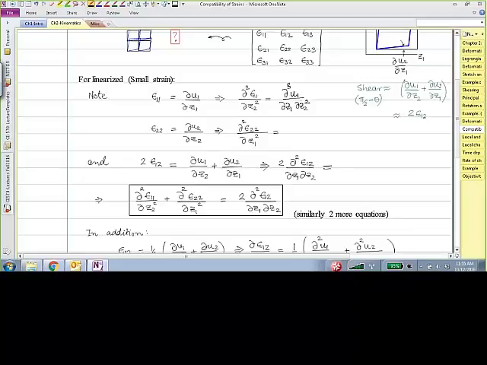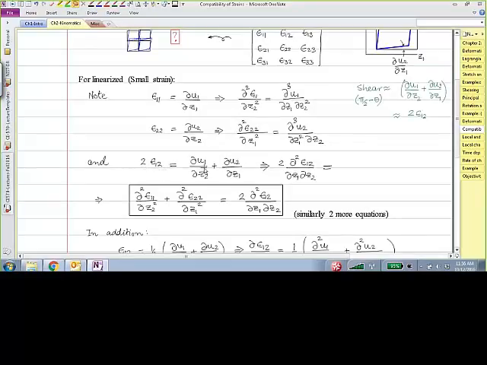All I did was take this double derivative of epsilon 1,1 with respect to Z2. I'll do the same thing for epsilon 2,2: partial of U2 with partial Z1 squared, partial Z2. Okay? So we get these two terms here, and let's take a look at the shear strains now. These are the normal strains.